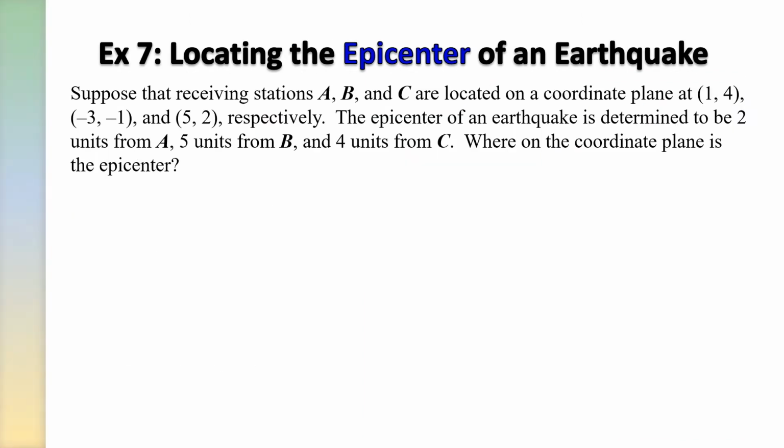Now suppose that receiving stations A, B, and C are located on a coordinate plane at (1, 4), (-3, -1), and (5, 2), respectively. The epicenter of an earthquake is determined to be 2 units from A, 5 units from B, and 4 units from C, where the coordinate plane is the epicenter.